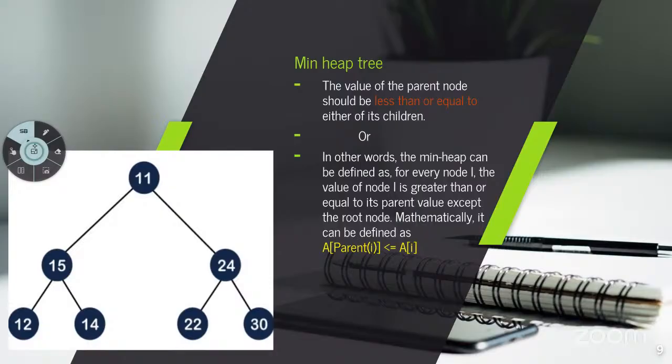How many types of heap trees? Two types. A heap tree is also called a complete binary tree. The two types are max heap tree and min heap tree. In a max heap, a parent node should be greater than or equal to either of its two children. In a min heap, a parent node should be less than or equal to either of its two children. Now one very important point: duplicates are allowed in this.